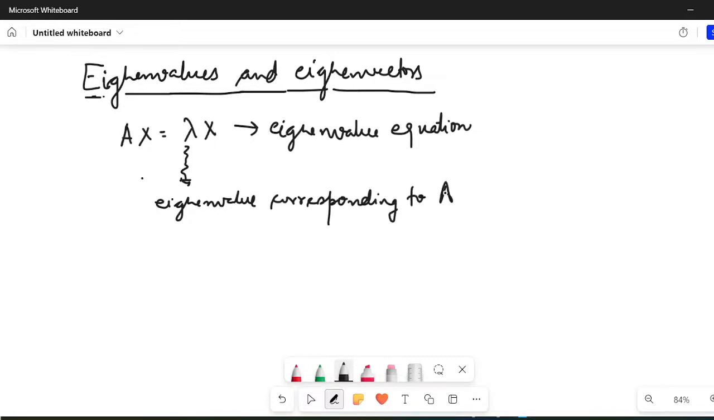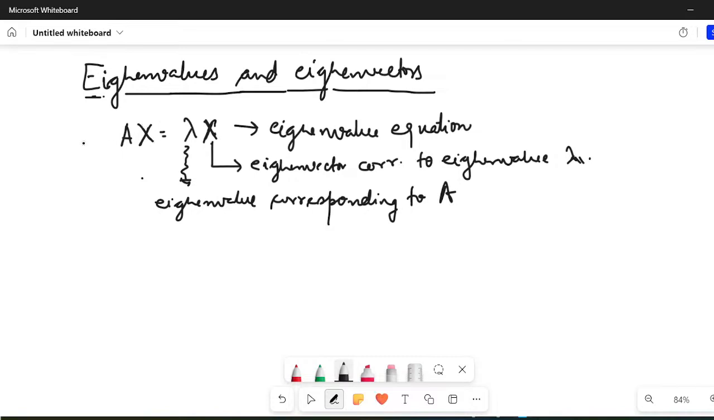This is called the eigenvalue corresponding to A, and this x is called the eigenvector. So I'm writing x is called the eigenvector corresponding to the eigenvalue lambda. So corresponding to eigenvalue lambda, you have this x as your eigenvector.